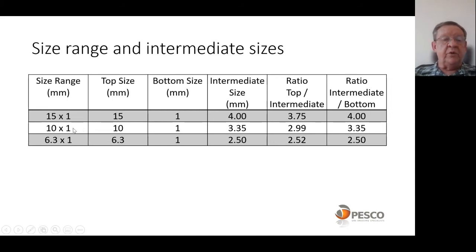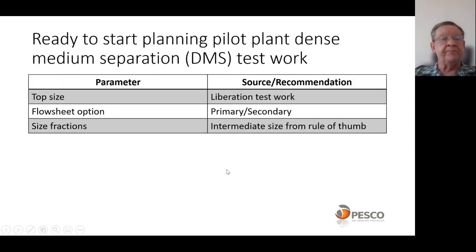If we look at 10:1 millimeter, top size of 10, bottom size of 1, the intermediate size is then 3.35 millimeters. You can see the ratio of the top to intermediate is 3, and the ratio of the intermediate to the bottom is just over 3. And if we look at 6.3:1, where 6.3 is your top size, 1 is your bottom size, you pick an intermediate size of 2.5 millimeters, your ratio of top to intermediate is 2.52, and intermediate to bottom is 2.5, which are both smaller than 3. So these are strategies that you can use to reduce the effect of size when you're doing dense medium separation.